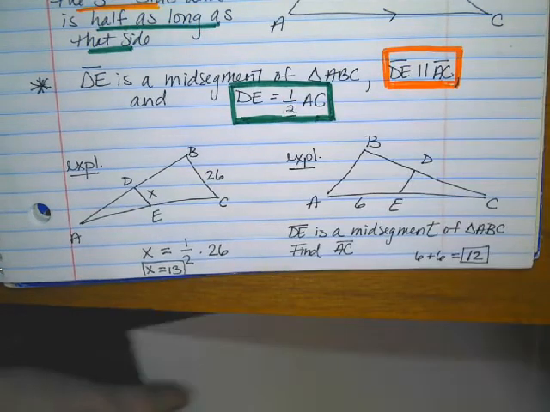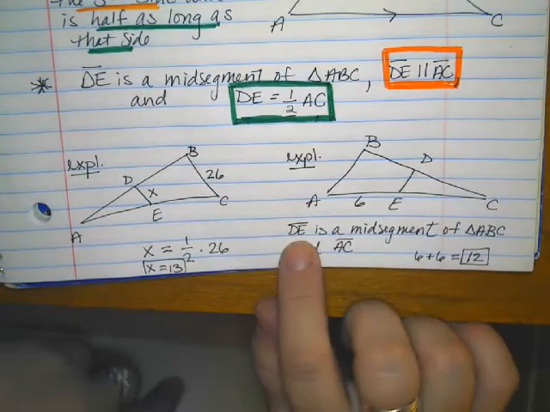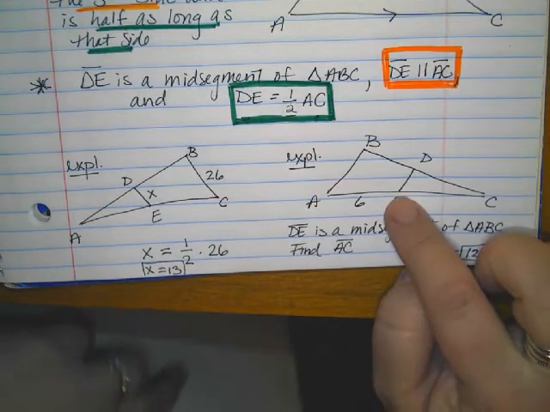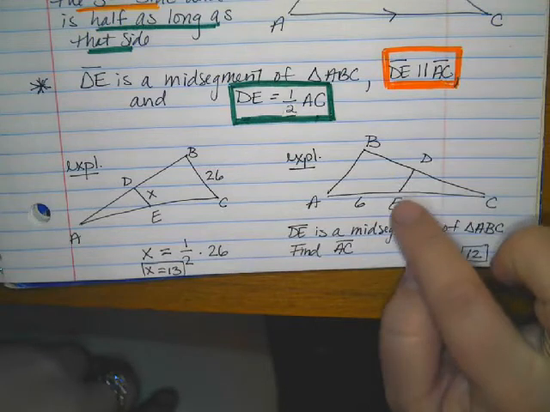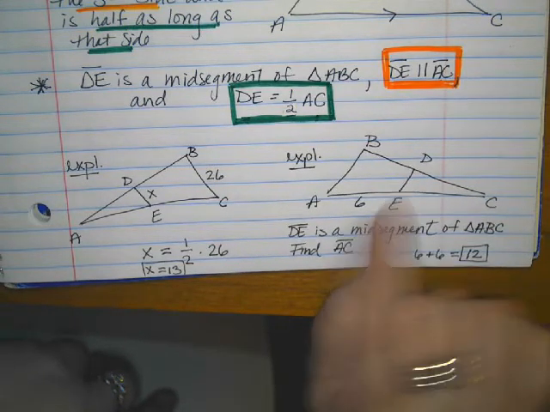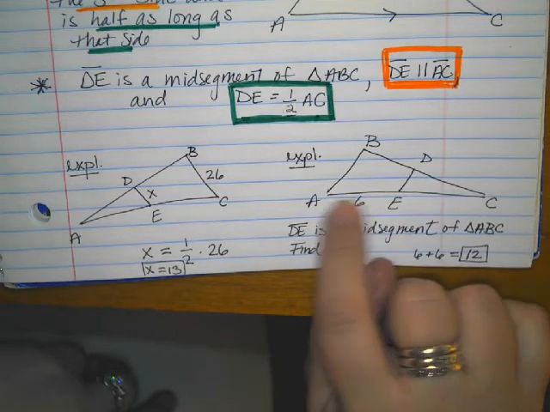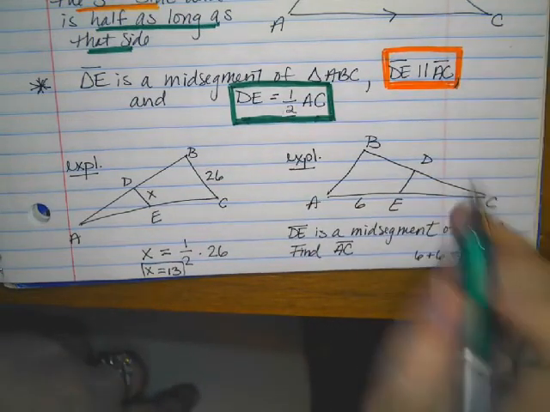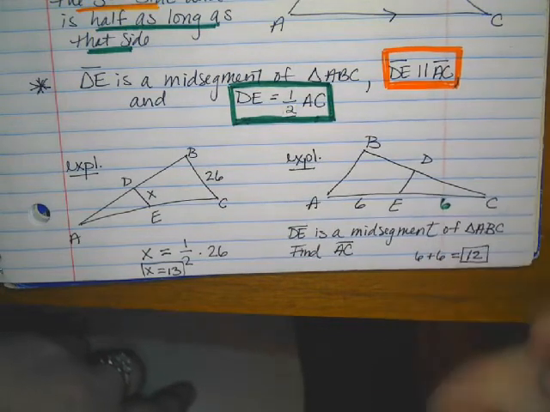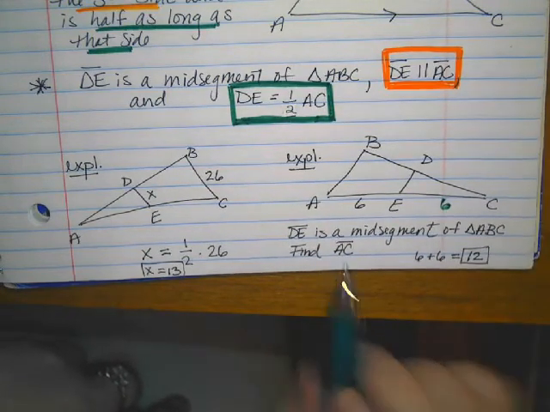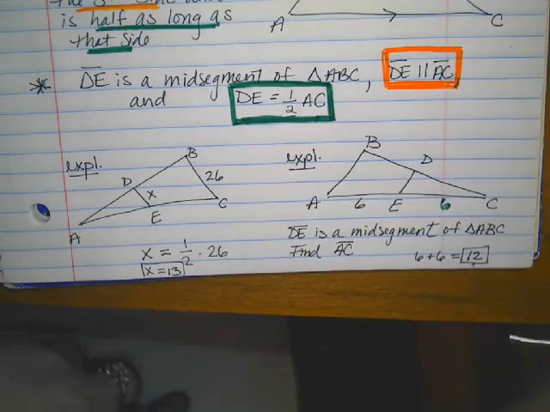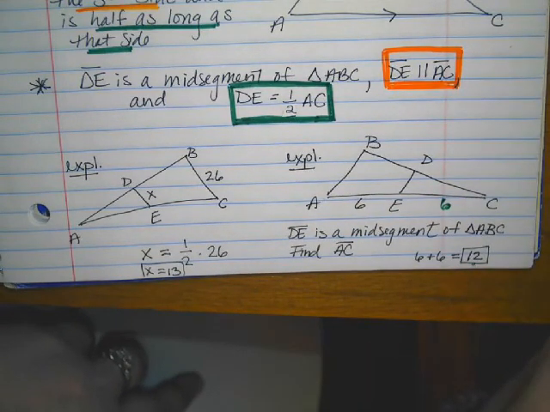In the other example, again, they tell us that DE is a mid-segment. Remember from the early part, if this is a mid-segment, it means that E here is a midpoint. So if I know that this side is 6, then I also know that this side is 6 as well. If they ask me to find AC, which is this whole piece, I can solve and say that both sides together equal 12.